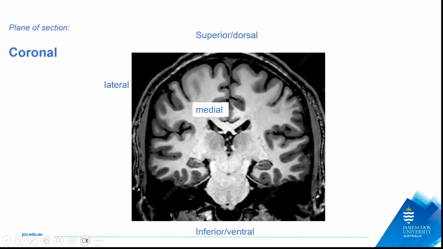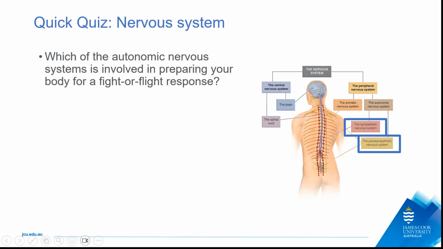Okay, so let's have our first quiz for our tutorial. This is from yesterday. I want everybody to give me your answer. Which of the ANS, autonomic nervous systems, we do have a few subsystems, is involved in preparing your body for the fight or flight response? Shout out the answer. I think it's in the slide itself.